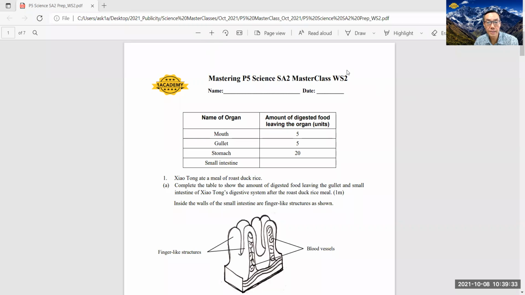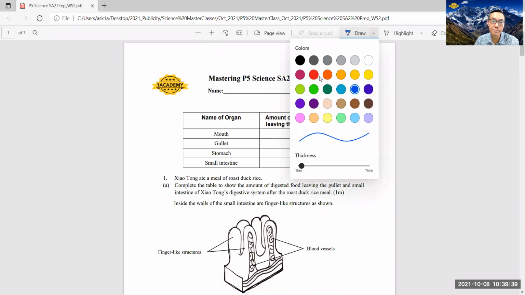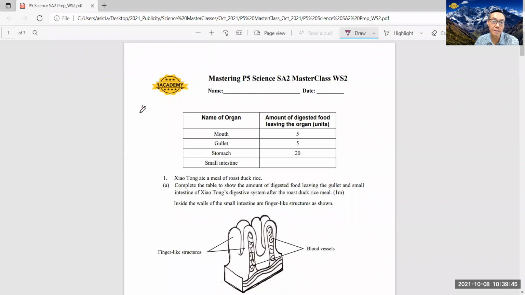Okay, as you understand, this question is based on what you have learned in primary 3 on the digestive system. So in the digestive system, we need to know that digestion happens at the mouth, the stomach and the small intestine. And the digestion completes in the small intestine. That means all the digestion has finished in the small intestine.